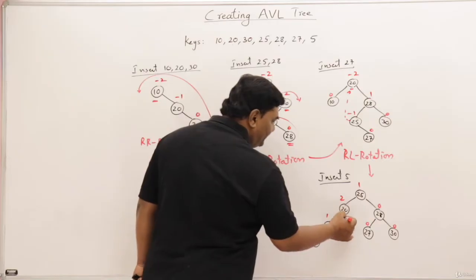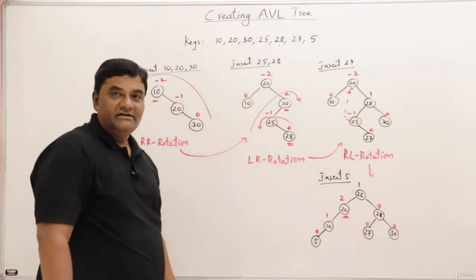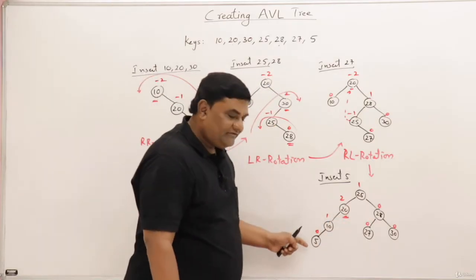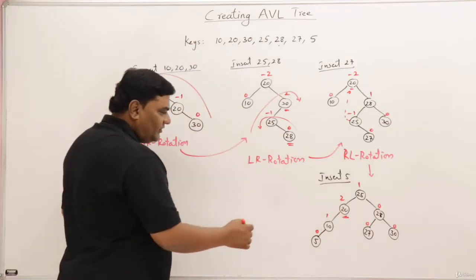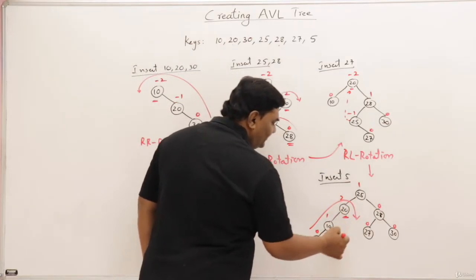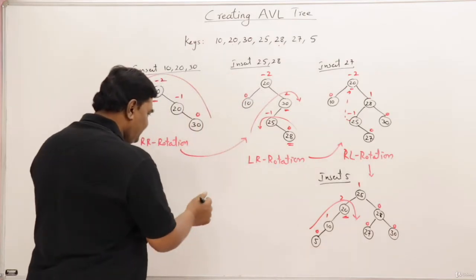So who became imbalanced? This node became imbalanced, right? Insertion is done on which side? Left of left. So perform LL rotation. If I perform LL rotation around this node, then what will be the resultant tree?